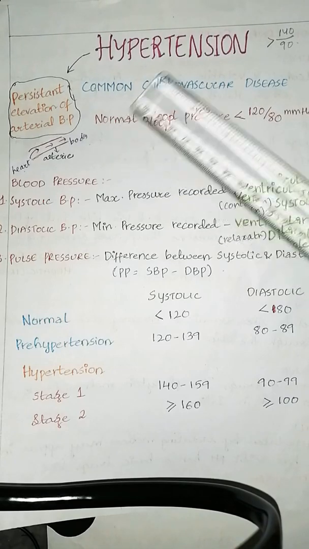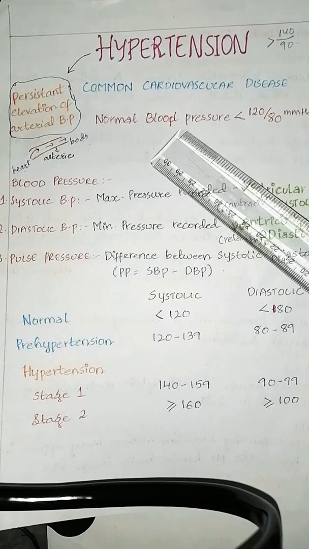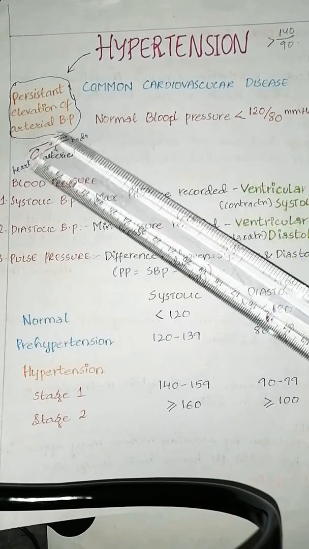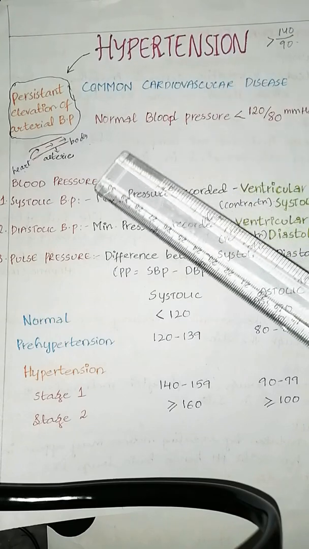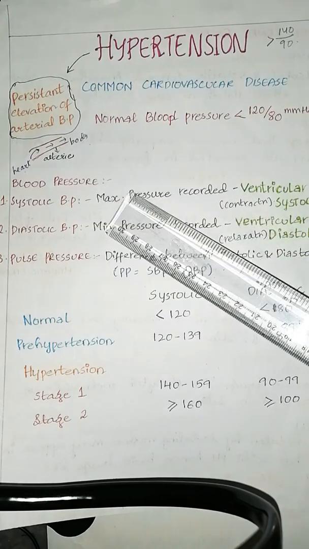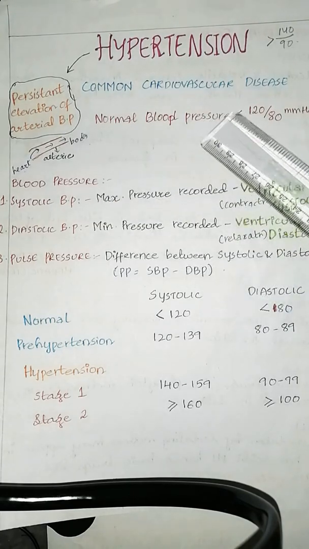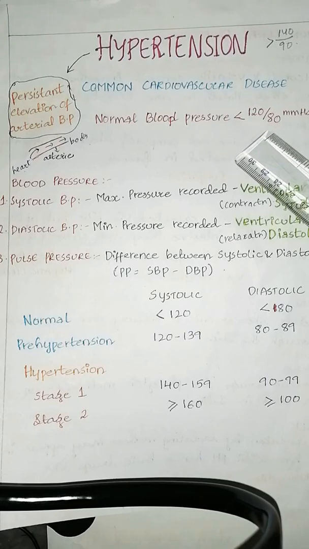Here comes the term blood pressure. What is blood pressure? It is simply a measurement of force applied on the arterial wall. Blood pressure is recorded as two numbers, that is systolic blood pressure and diastolic blood pressure. 120 is the systolic blood pressure, whereas 80 is the diastolic blood pressure.